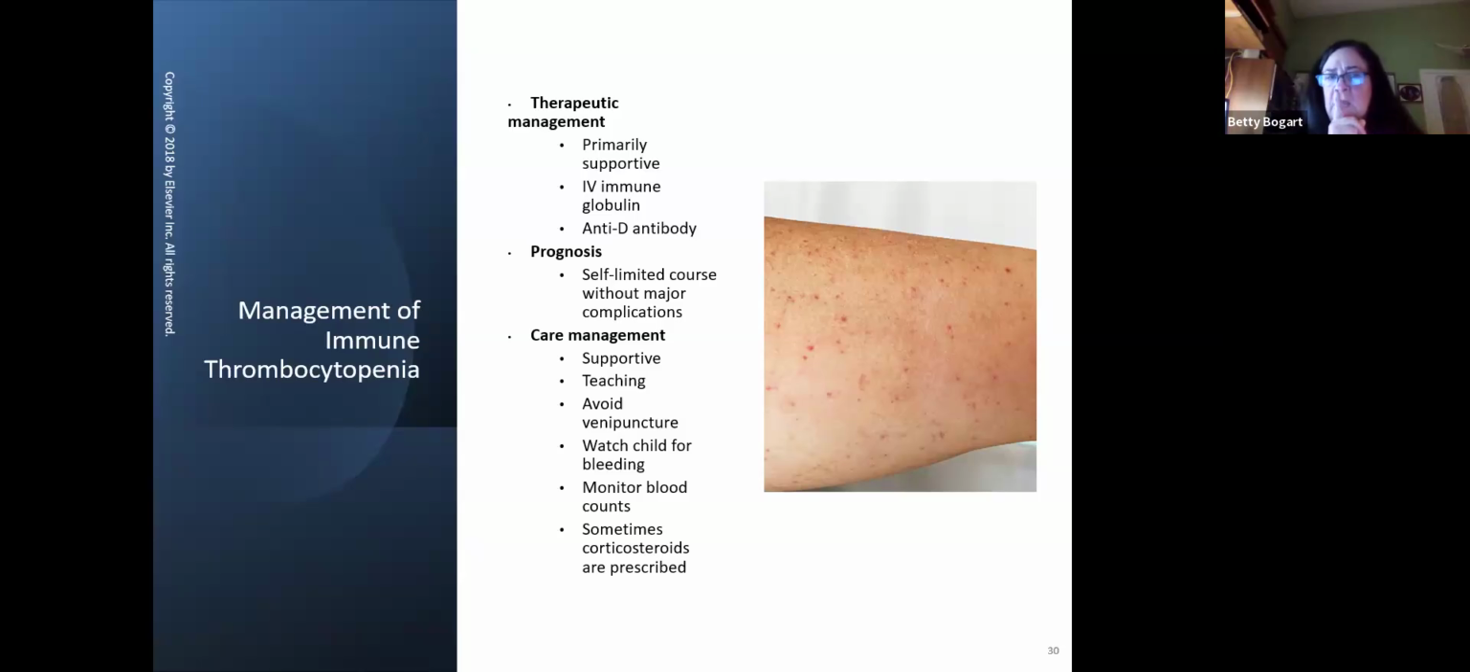Now, if it lasts over a year, they call it chronic. But usually, this is something we can cure. It's an acute illness. We can take care of it and we can fix it. So, we'll be monitoring those CBCs, monitoring if the platelet counts are coming up. And this says sometimes corticosteroids are prescribed. I've not seen them not prescribed.